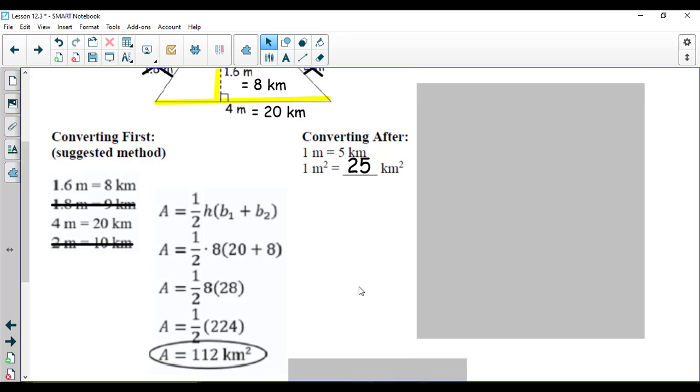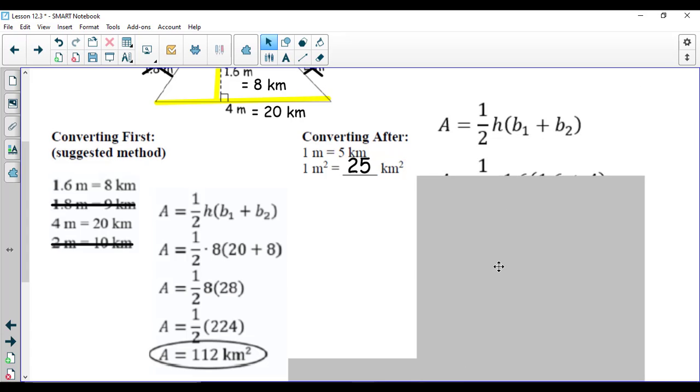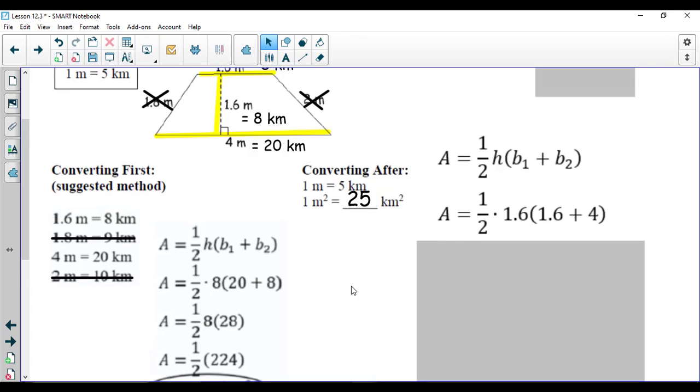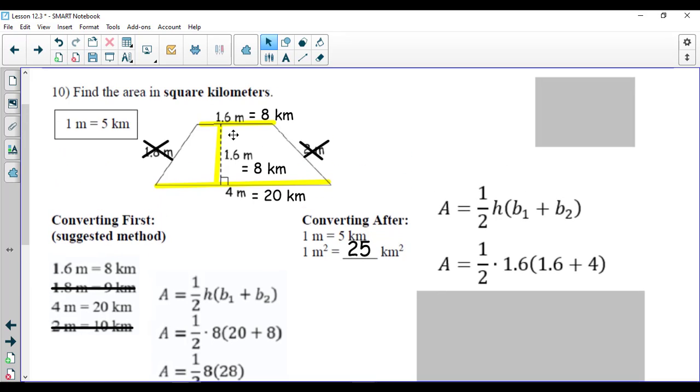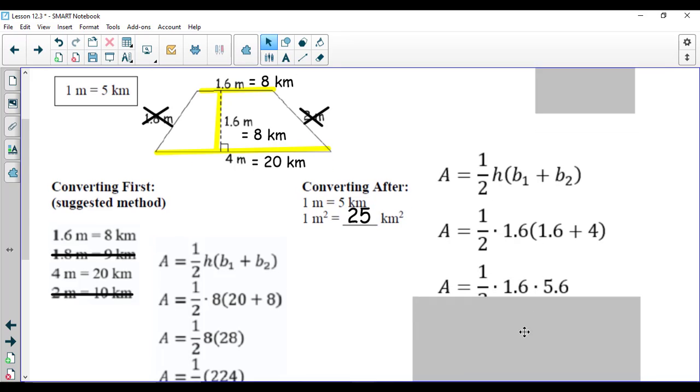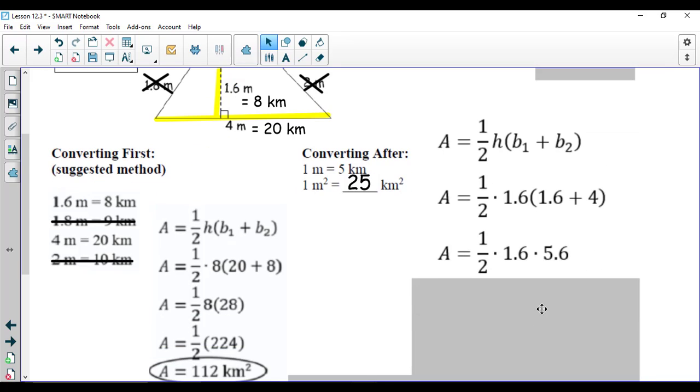We can use the 4, the 1.6, and the 1.6, which I'll show you here off to the right. So we can use our formula. You can see how clear this is. This is something I added in brand new, so it's a little bit more clear than the stuff on the left. But we can do half times the height, which is 1.6. Let me slide this up. And then in parentheses, 1.6 plus 4, which are our two parallel sides. That'll get us half times 1.6 times 5.6. That gets us an area of 4.48 meters squared, but we need our answer in kilometers squared.